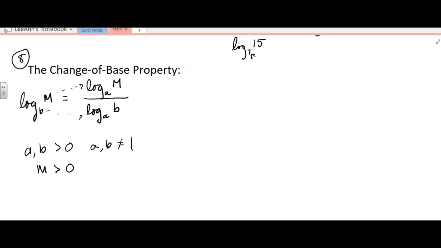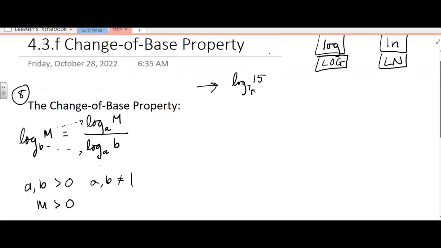Okay, so now here I have log base 7 of 15, right? So what I'm going to do is split that into, well, let me rewrite it. I'm going to split it into log. Now I get whatever base I want. I'm going to go with a common log because I already wrote LOG, but I could have gone with a natural log. So it's going to be log 15 divided by log 7. And now I have a common log, and that I can put in my calculator.